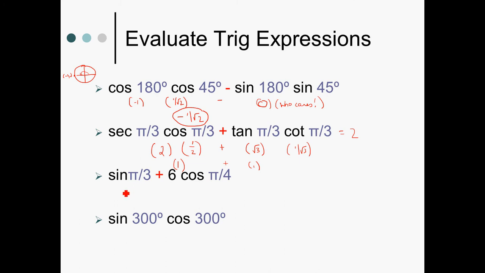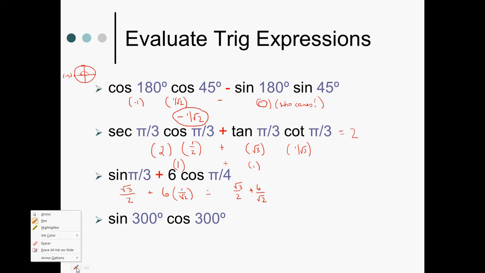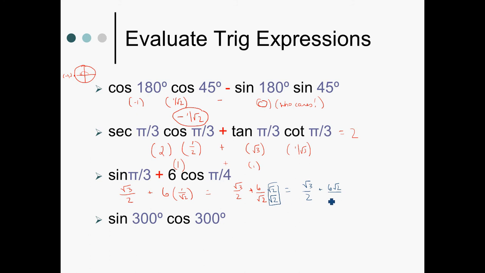Sine of pi over 3 plus 6 times cosine pi over 4. Then this will be root 3 over 2 plus 6 over root 2. Now here's the thing. This answer probably isn't going to be there. You need to combine these. To combine these, you need to get a common denominator. Watch this handy dandy trick. Isn't this a 1? So, root 3 over 2 plus 6 root 2 over, what's root 2 times root 2? Good.